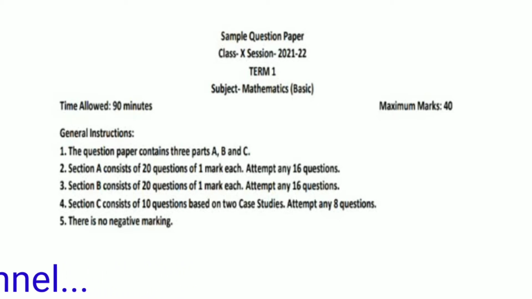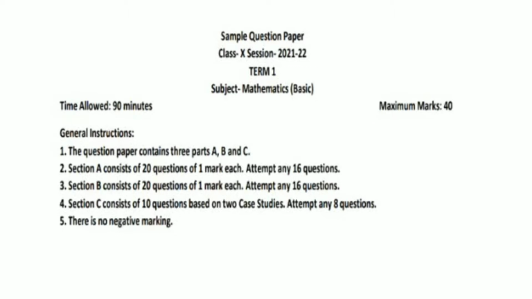Recently, CBSE has provided the sample question paper for Class 10 Term 1 exam for 2021 to 2022. And today we will solve the question paper of Term 1 of Mathematics. Okay? And here you will get 50 questions. You have to solve 40 questions and total marks is equal to 40 and the time allowed is 90 minutes.